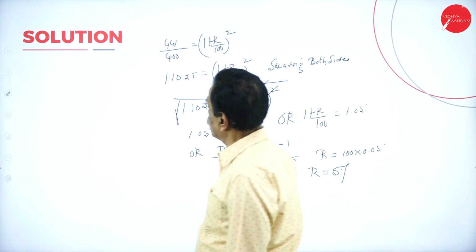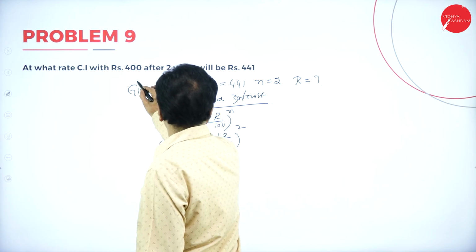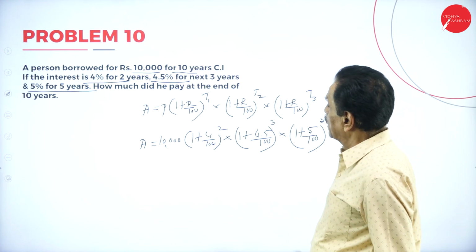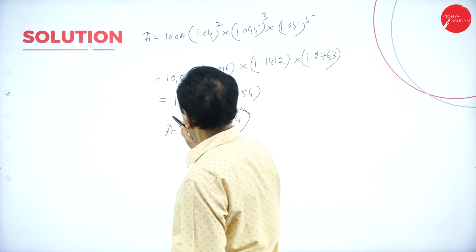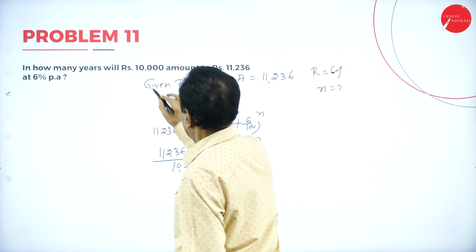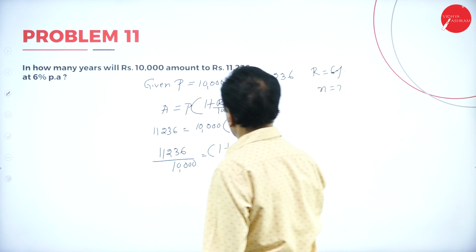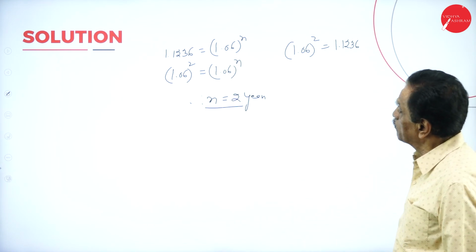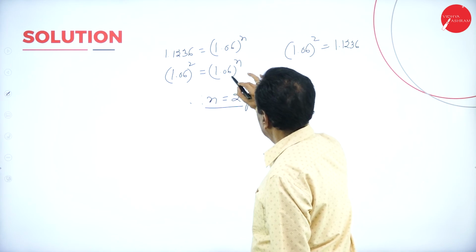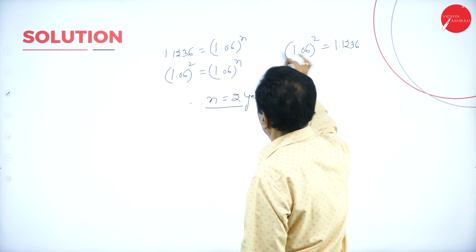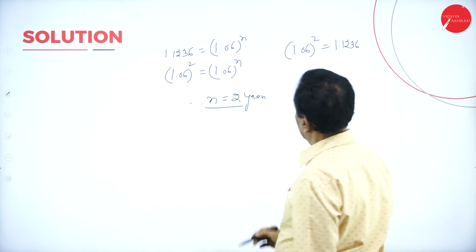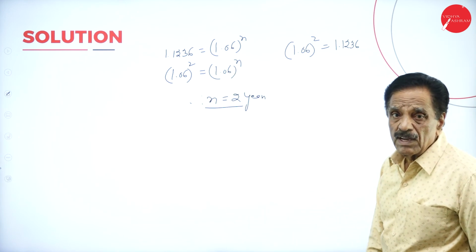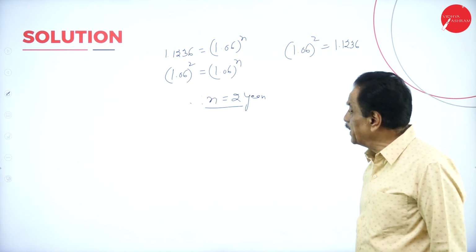In the first problem also, what we have solved now, it is the same type. Here 10,000 amounts to 11,236. 1.06 whole square, N is equal to 2 years. When the bases are common, the exponents can be equated.